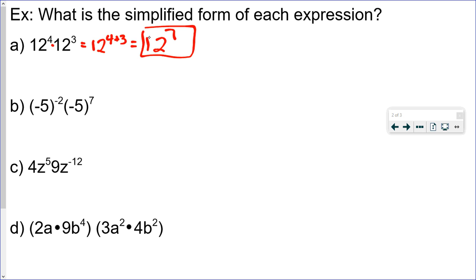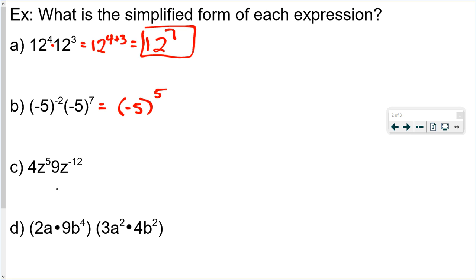Easy peasy. All right, negative 5, they both have the same base. So add the exponents, and you get negative 5 to the fifth. All right, that's it. Negative 2 plus 7.